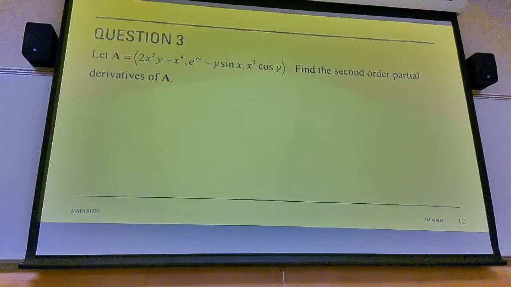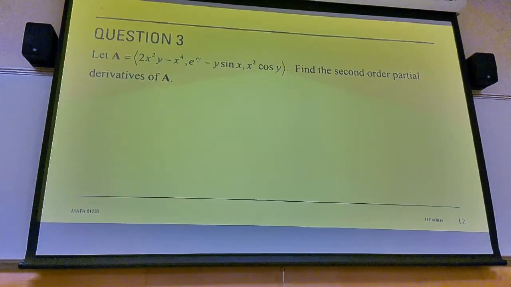Well, a vector field is made up of multivariate component functions, right? So can't we take partial derivatives of the component functions? Which means we can take partial derivatives of the vector fields. Here they want second order partial derivatives of A. Oh boy. Oh good, it's only two variables.